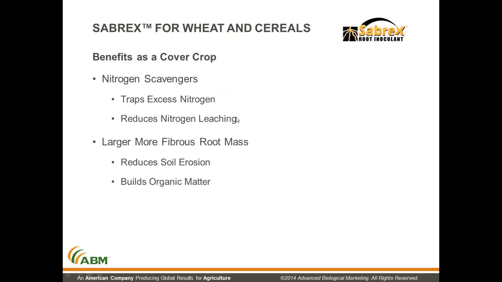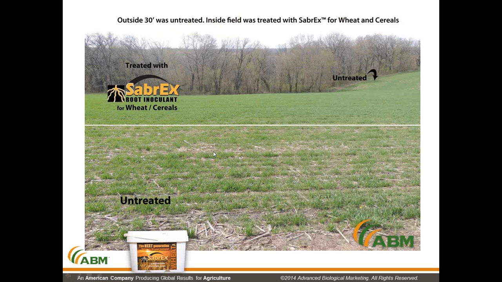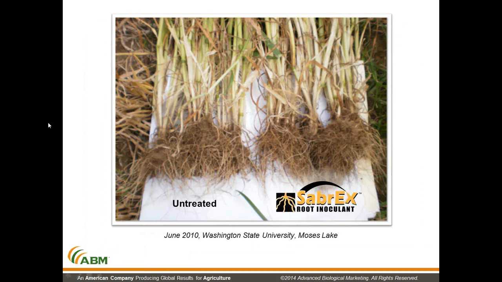In this picture here, the outside 30 feet was untreated, and the inside of this field was treated with Sabrex for wheat and cereals. And you can see here in the front of the picture, the first 30 feet, we've got scattered emergence, okay? We've got a thin stand. Even back here by the tree line, you can see a thin patch coming down along that tree line. But then everything here in the middle was treated with Sabrex, and it's all nice, lush, and green. So another example of better seedling germination and emergence, and the plant's already taking up nitrogen.